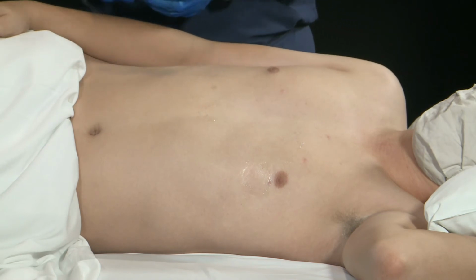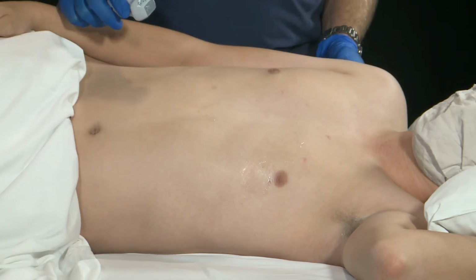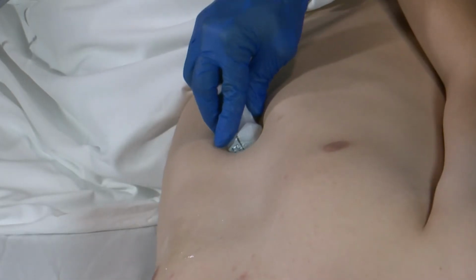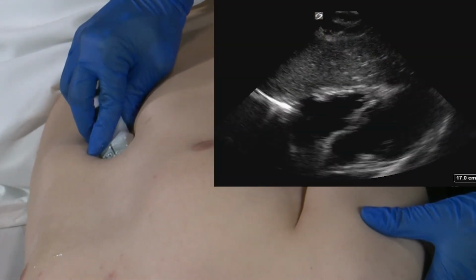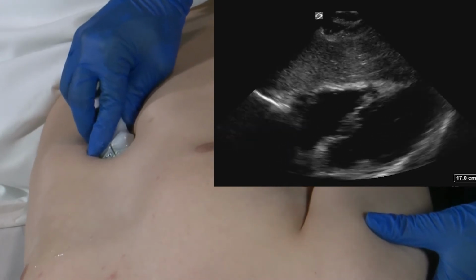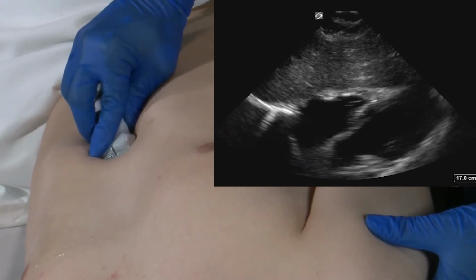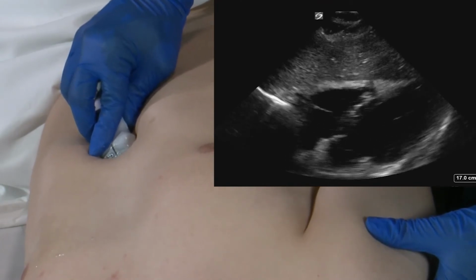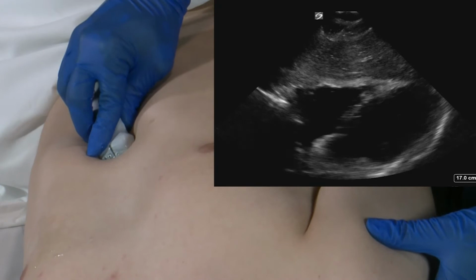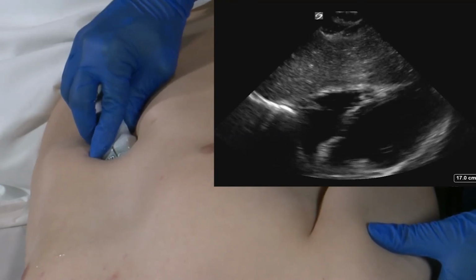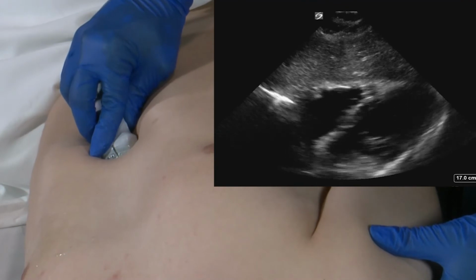Next, we will image our subcostal 4-chamber view. To do this, we're going to put the transducer immediately underneath the xiphoid process. We'll hold the probe almost flat against the abdominal wall, and the marker dot is going to be directed towards the patient's right flank, the same as it was directed for the apical 4-chamber view. Here, we're using the liver as our window to see into the heart.